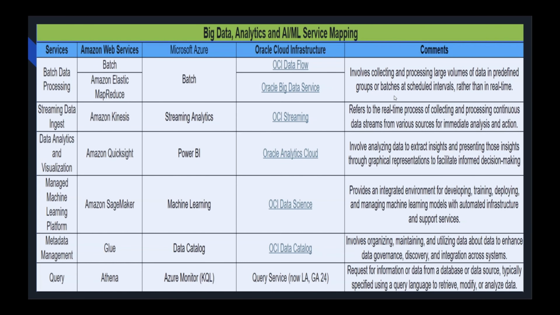So the next one is data analytics and visualization, which involves analyzing data to extract insights and presenting those insights through graphical representations that facilitate information and making informed decisions. So let's check out what is there in each cloud. In AWS, you will have QuickSight. In Azure, you have Power BI. And in OCI, you have Oracle Analytics Cloud. Let's go to the portals and check each one out.